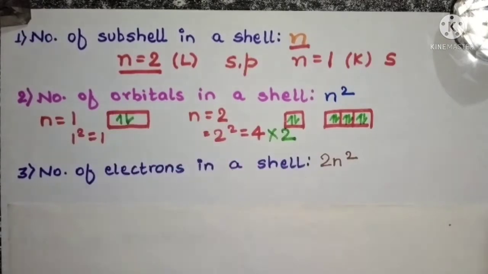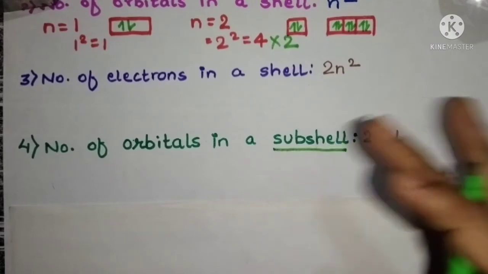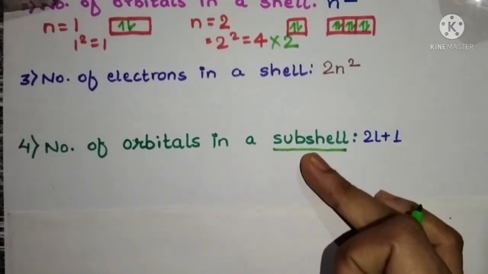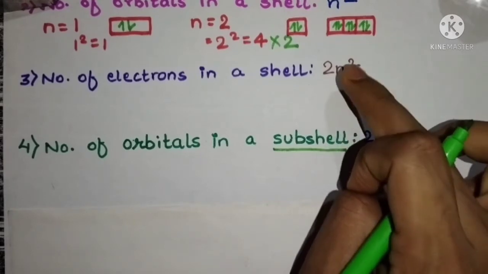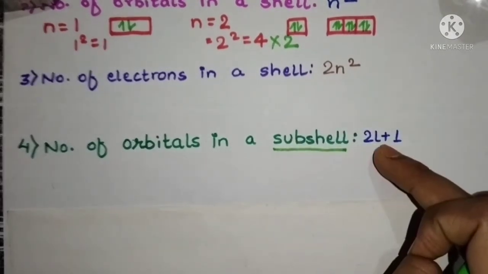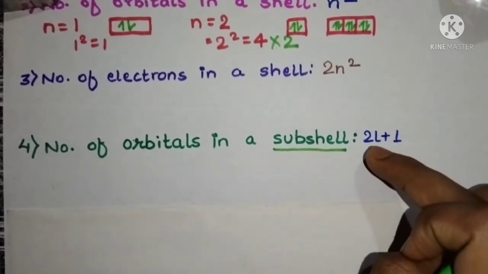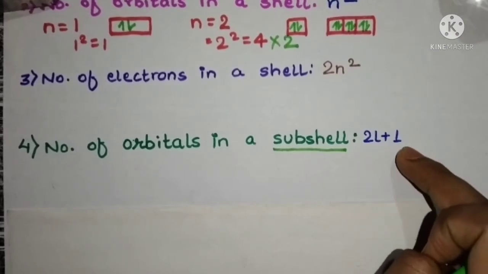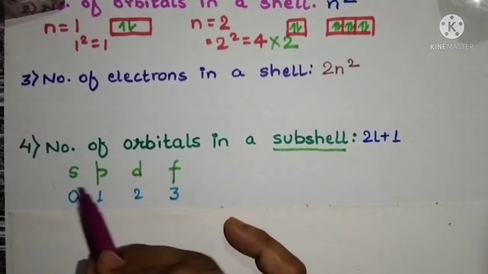Now if you are given a subcell, that is S, P, D or anything, and you want to know the number of orbitals in that subcell, then you need the l value of the subcell. Just forget about the n value now. The n value is for a cell, and for a subcell you use the l value, so the formula will consist of l. The formula for the number of orbitals in a subcell is 2l plus 1.